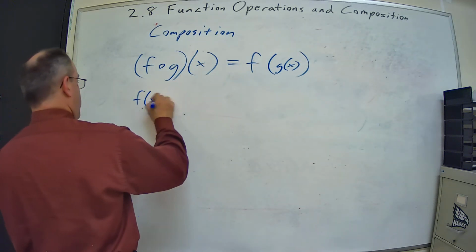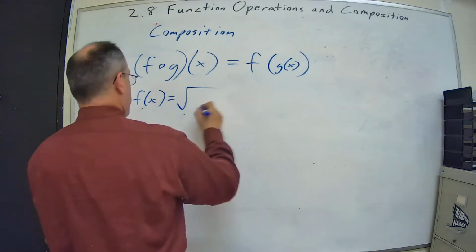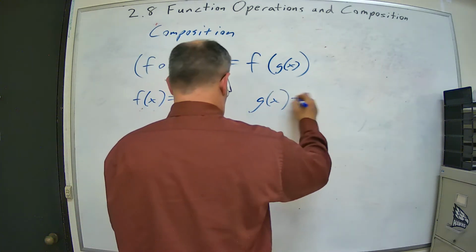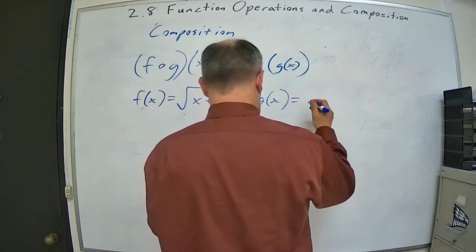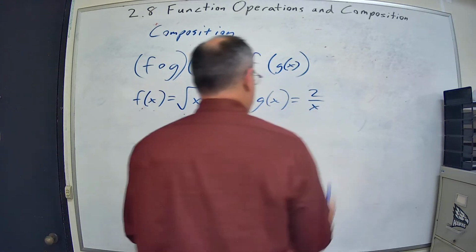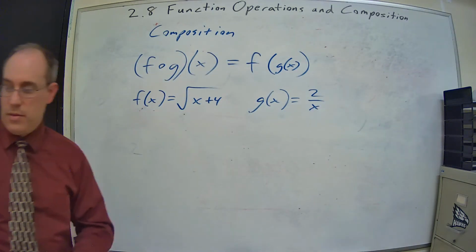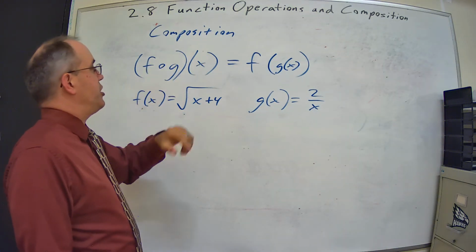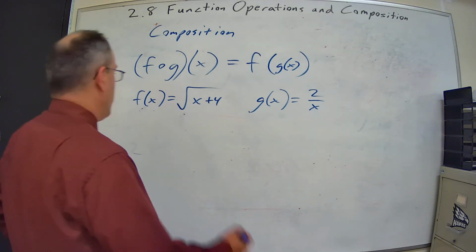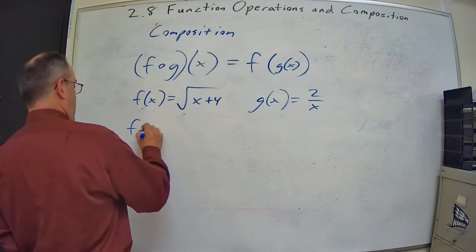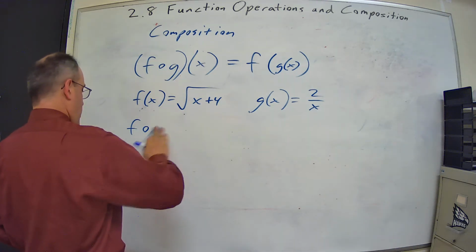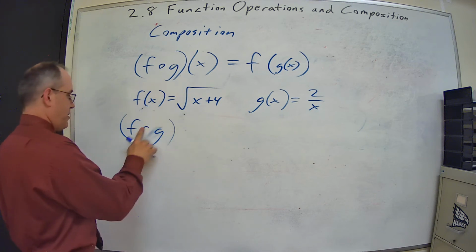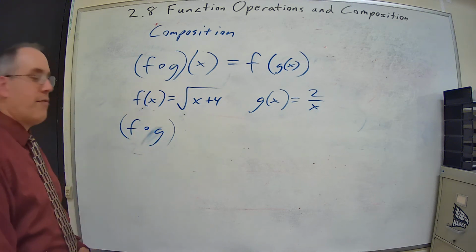Let's say f of x is equal to the square root of x plus 4, and g of x is equal to 2 over x. So if that's the case, and we want to find the f composite g of x, or f of g of x, I'm going to put that down here so we're clear what we're working with. And it does tend to look like you're writing fog. Such is not the case. You have to make it a little smaller so that it's obvious that it's not an o.